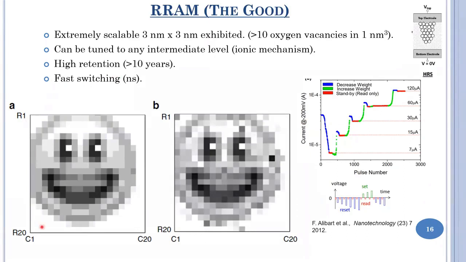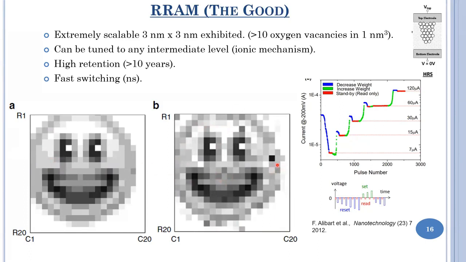What I did here was I took this smiley face and distributed it into several pixels. Each of these pixels has a different pixel intensity. I converted those pixel intensities into resistance values, and then I programmed my 20 by 20 crossbar to those resistance or conductance values. You can see that I have been able to program this pattern very precisely onto my crossbar array.